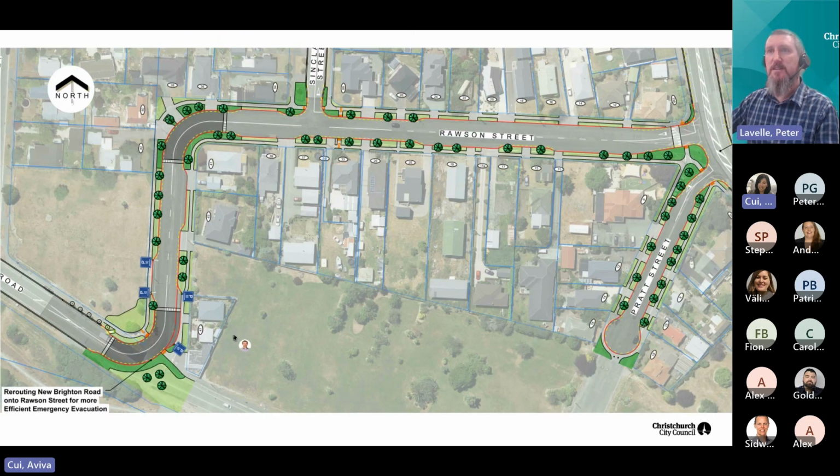So this map shows you Rawson Street, Pratt Street, and the connection at New Brighton Road. As mentioned, New Brighton Road also needs to be disconnected from Hawke Street to obtain the most efficient evacuation solution for traffic going through the new intersection. New Brighton Road traffic will be rerouted onto Rawson Street to connect with Keys Road as that onward connection to New Brighton.